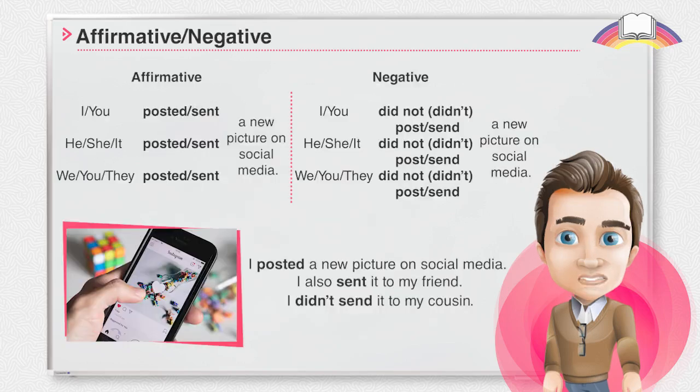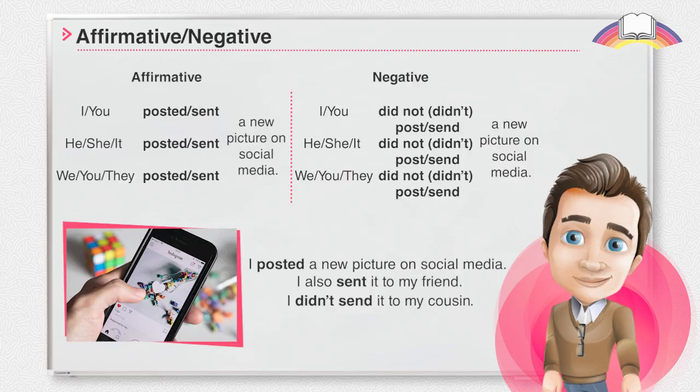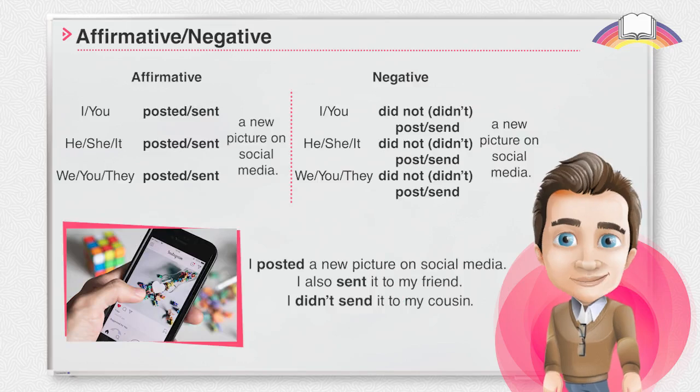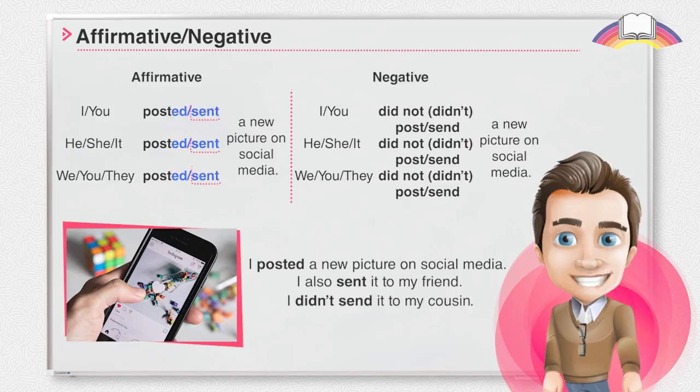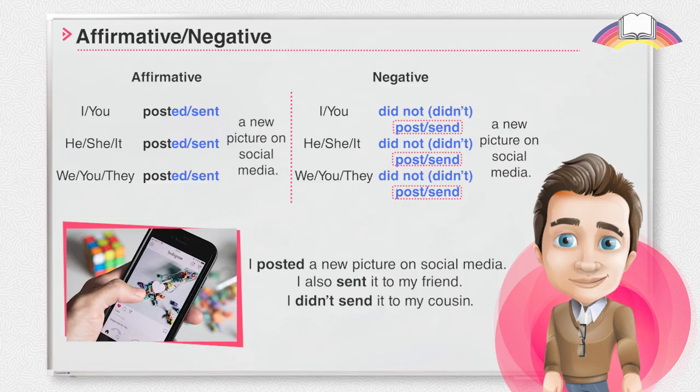Let's remember how we form the past simple. Look at the table. We form the affirmative of the past simple regular verbs by adding -ed to the verb. There are verbs which have irregular forms. To form the negative, we use did not, didn't. When we use didn't, the main verb returns to its base form.